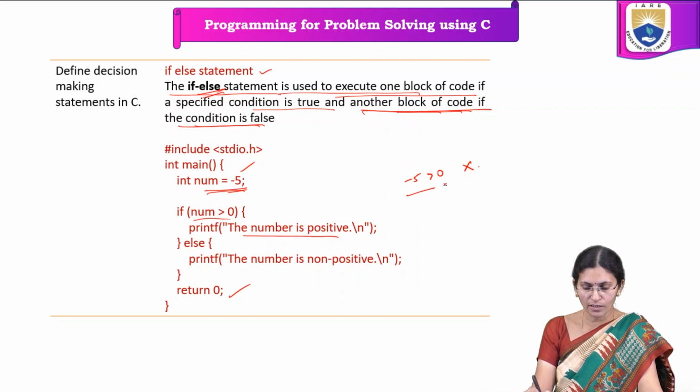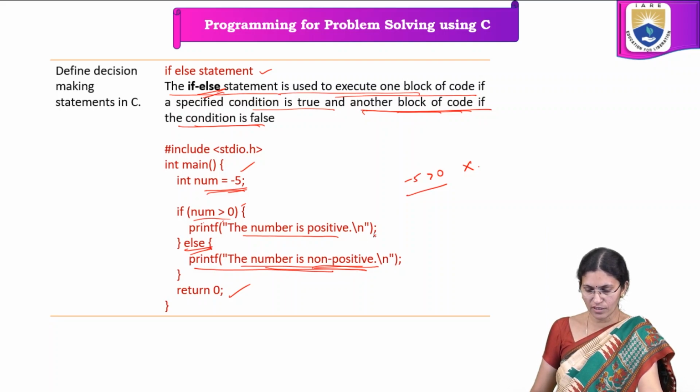But in order to handle this, we also have an else part. The condition, if the number is greater than 0, is false. Therefore it will enter the else part, and then these statements will be executed, and the output on the screen is "The number is non-positive". That is, it is not positive.